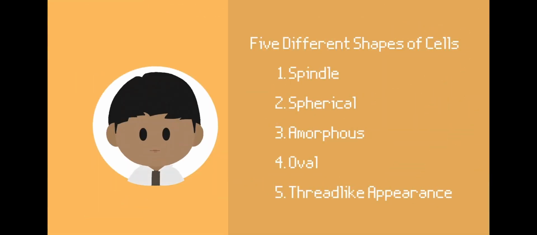As you may know, cells differ in sizes and shapes. This is related to the structure and function, location in the body, and relation with other cells. We will be discussing 5 different shapes of cells: spindle, spherical, amorphous, oval, and lastly, thread-like appearance.